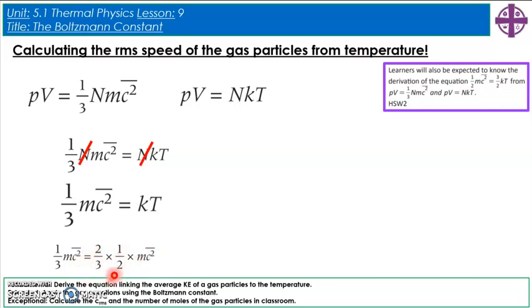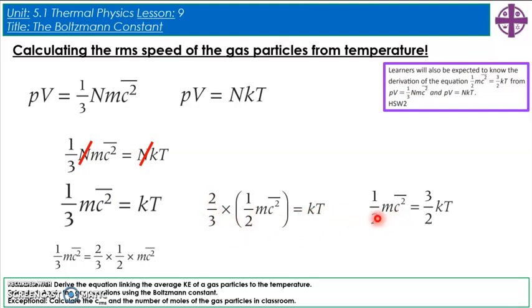The reason I do that nice little trick is because now you can see here I've got this half m c squared. That's basically the kinetic energy of a single molecule. So this bit here is the same as this bit here. So I'm going to substitute that in, and I would get 2/3 times a half m c squared equals kT. And then I'm going to move this 2/3 over to the other side by inverting it. So I get a half m c squared bar equals 3/2 kT.